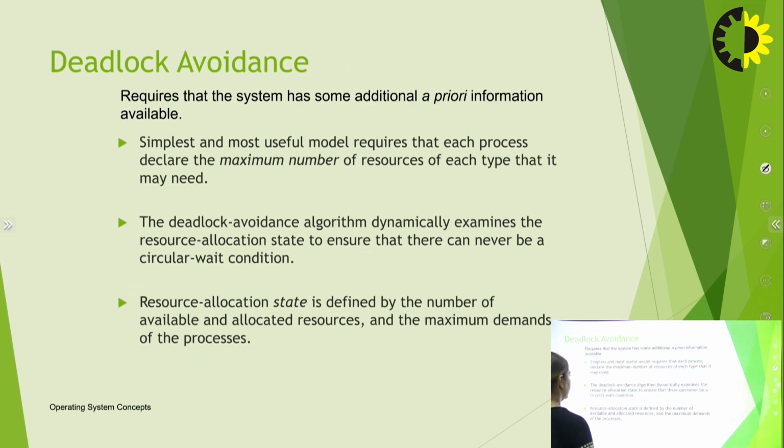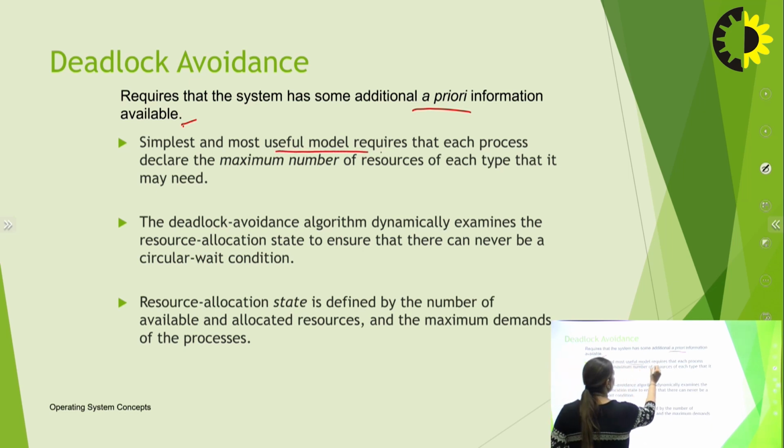Deadlock avoidance now. First we did deadlock prevention, meaning out of the 4 conditions, mutual exclusion, no preemption, hold and wait, and circular wait. These 4 conditions were there for a deadlock, right? Now for deadlock prevention, we will make one of these conditions false and we can prevent a deadlock. Now for deadlock avoidance, the system requires some additional a priori information to be available, right?